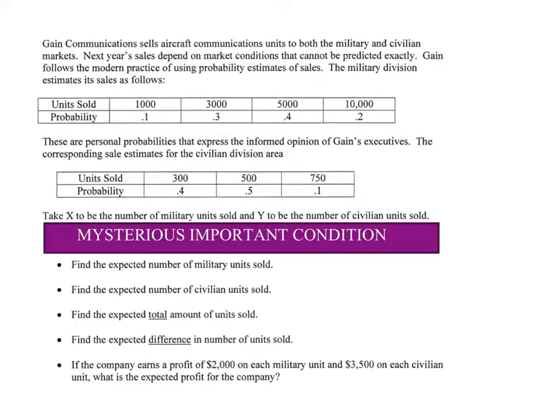So I'm going to just quickly talk, because we've done a lot of expected value. Just a reminder that the formula for expected value is the sum, let me write it up here, expected value is the sum of probabilities times random variable. So we would simply do 0.1 times 1,000 plus 0.3 times 3,000 and so on. If you actually calculated that, you come up with 5,000 as our expected military number of units sold.